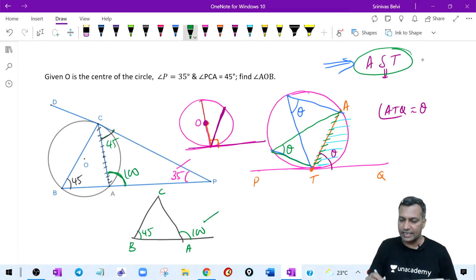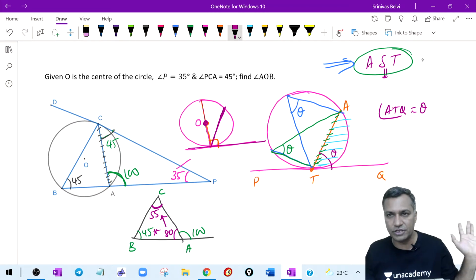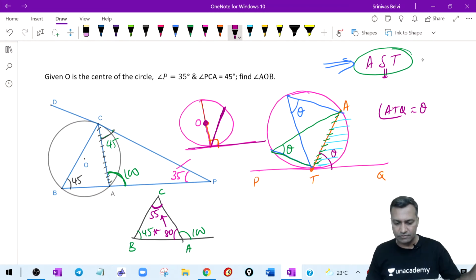Now 100 is an exterior angle. Exterior angle is sum of the interior opposite angles. This 100 should be 45 plus something more. What is that something more? 55. You may say that, no sir, I will approach in a different way. If this is 100, you may say that this is going to be 80. Good. If this is going to be 80, come back and write this as 55. Either way, I am fine. You still get that as 55.